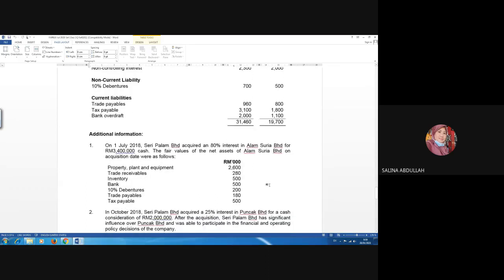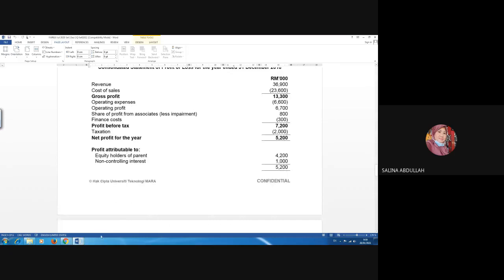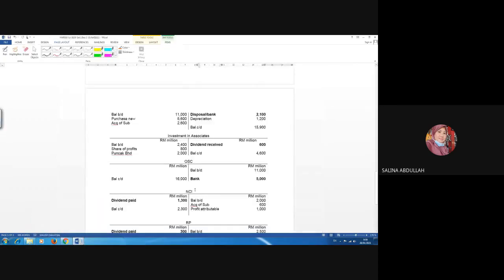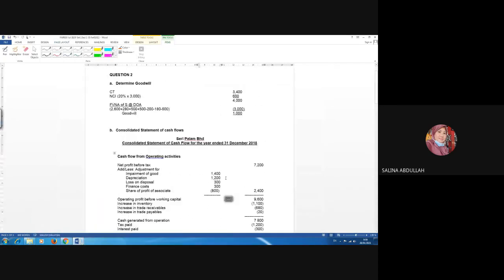Okay, so let's continue to discuss the answer. I have the answer already here, I will show to you. First is to determine goodwill. Remember the formula is CT, consideration transferred, plus NCI minus fair value of net asset of subsidiary.